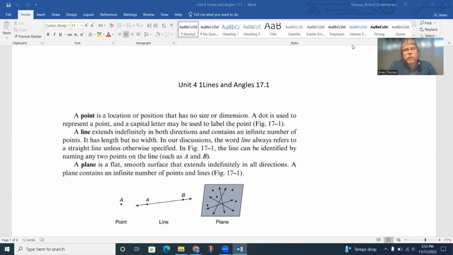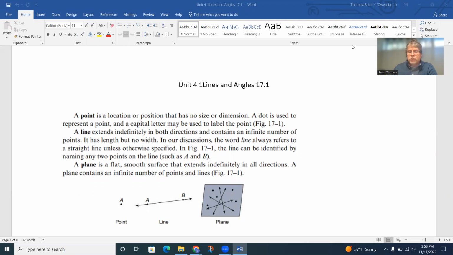So as we move into Unit 4, we're going to talk about some geometry topics, lines and angles to start with. Again, you may be familiar with some of this material already from your classes back in high school. If not, though, we'll just refresh you on some of the vocabulary.